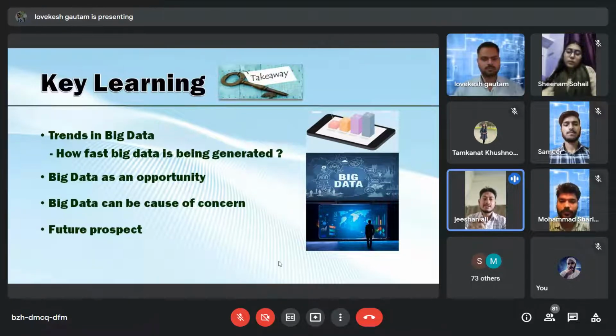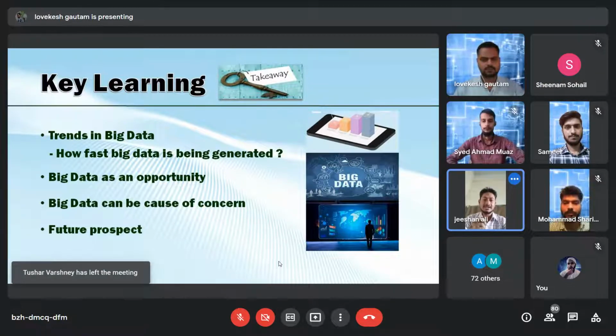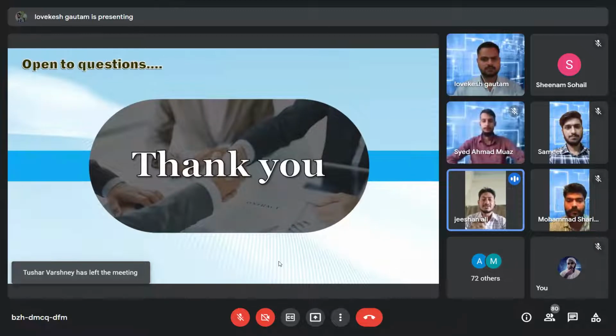In addition, McKinsey Global Institute projects that big data will increase at such a high rate that there will be a shortage of big data analytics experts. And IDC says that the volume of big data will increase by 5 times by 2025. That's all. Thank you very much. Now we are open to questions.